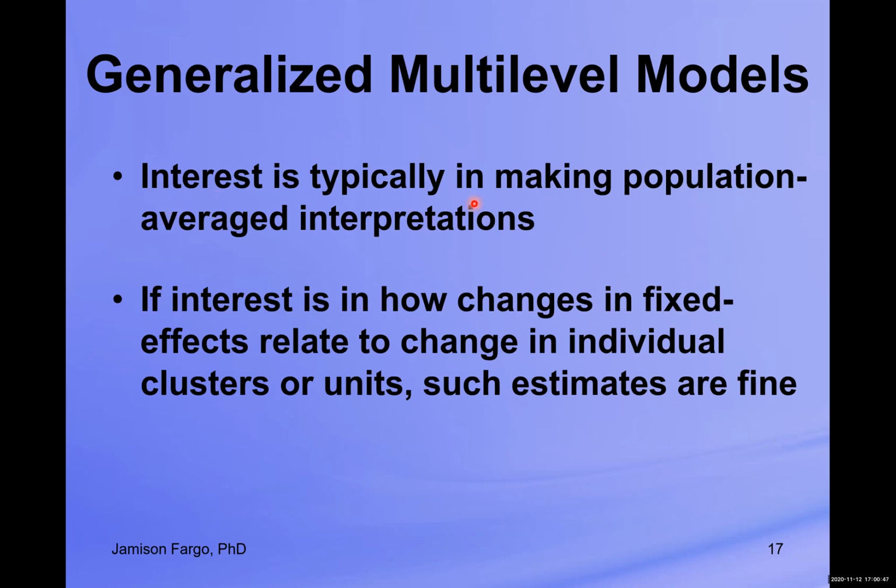If your interest is in making population average interpretations, go with GEE. If you're interested in how changes in a fixed effect relate to individual clusters or units or people, then you want to go with the GLMM.